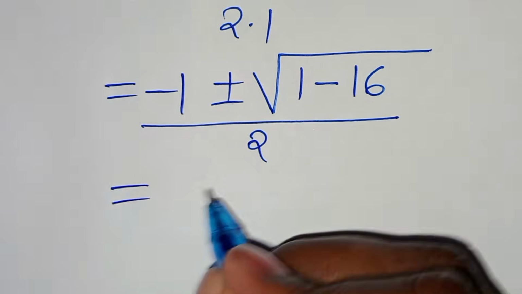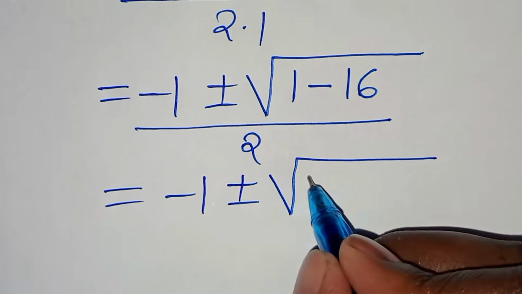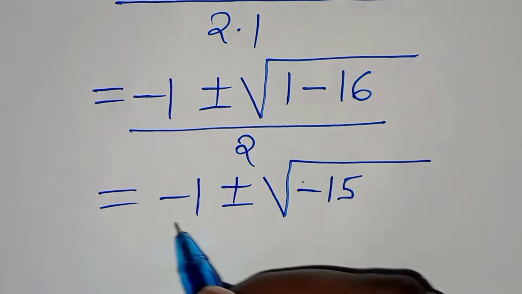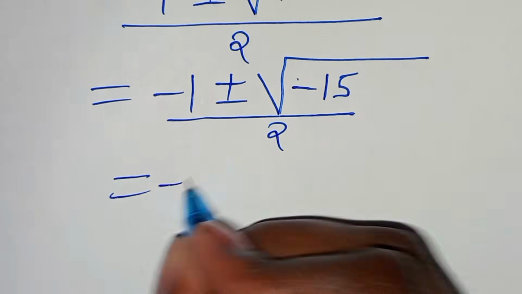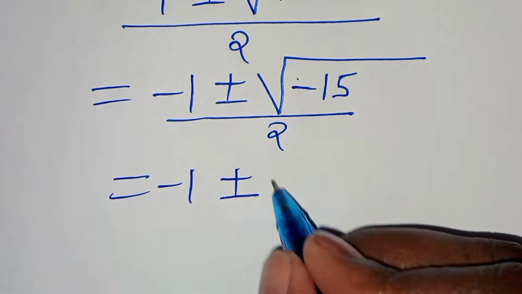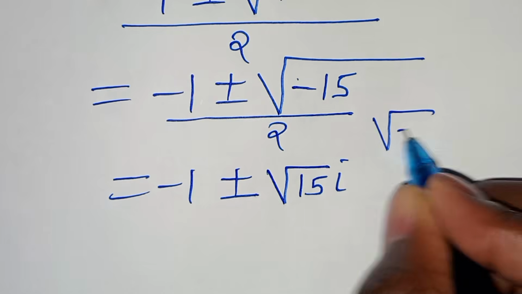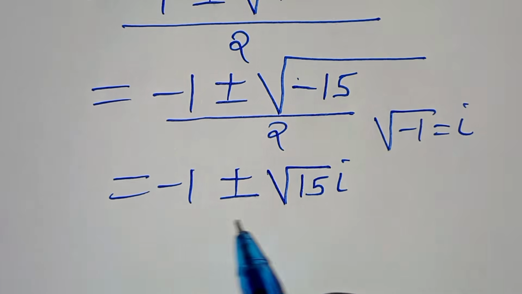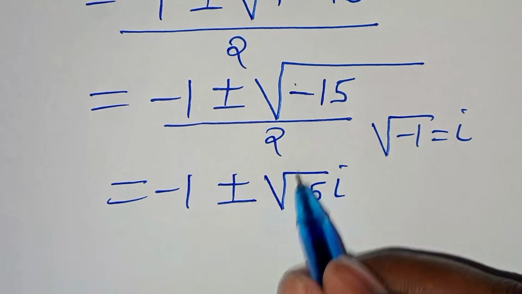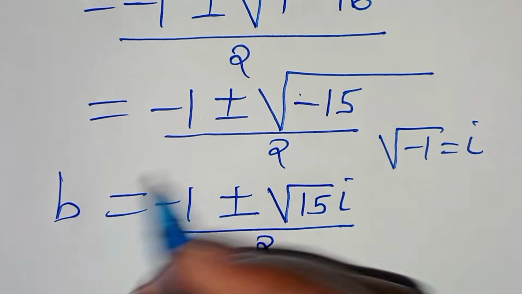So here we have minus 1 plus or minus the square root of 1 minus 16, this is minus 15, over 2. So this is equal to minus 1 plus or minus the square root of 15i. Remember, the square root of minus 1 is equal to i. So we have minus 1 plus or minus the square root of 15i divided by 2. This is what b is.